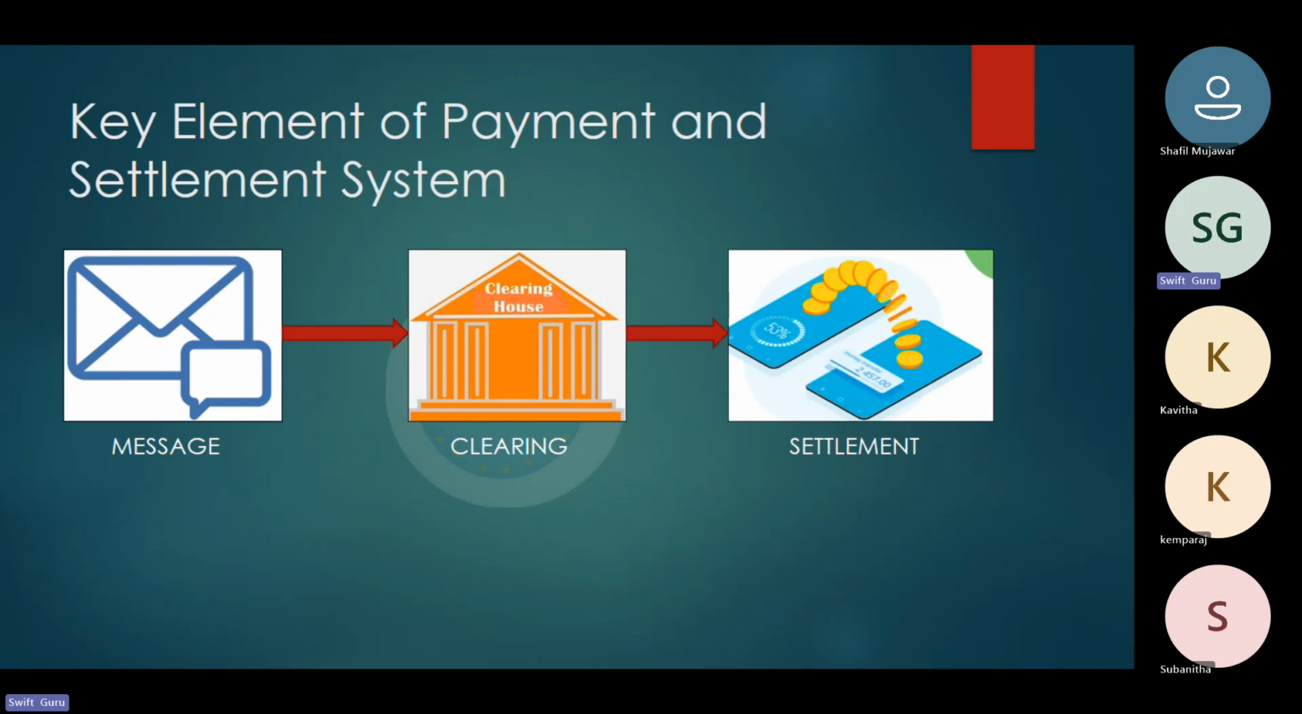In this case, for example, for a local payment system, it will go to the clearing house, and then from the clearing house it finally sends out the positions, and the final leg is the movement of settlement. So messaging, clearing, and settlement, these are the three key elements of a payment. So let's learn about the message first.